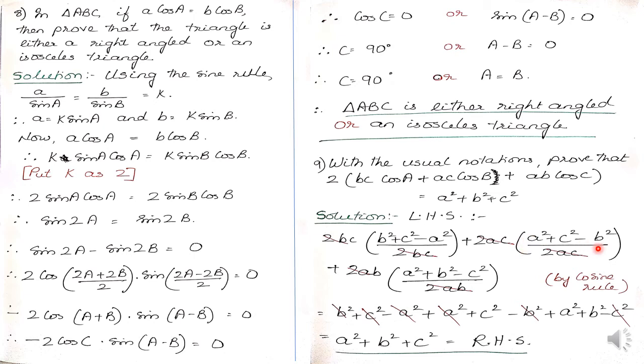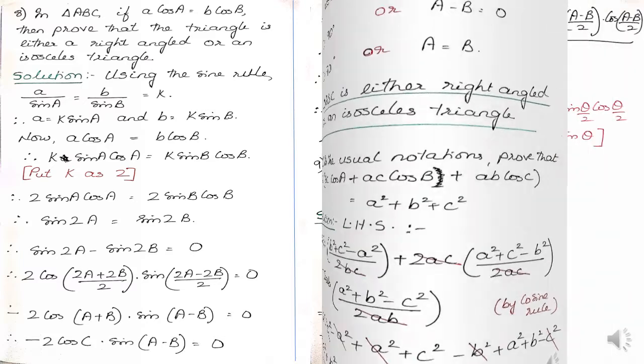Similarly, the second term becomes 2ac into cos B, which by the cosine rule is (a² + c² − b²)/2ac. Similarly, you can observe the third term. Now the common terms in numerator and denominator are cancelled out. Thus we get b² + c² − a² + a² + c² − b² + a² + b² − c². Again the common terms are cancelled out. We get only a² + b² + c², which is what the RHS is all about.